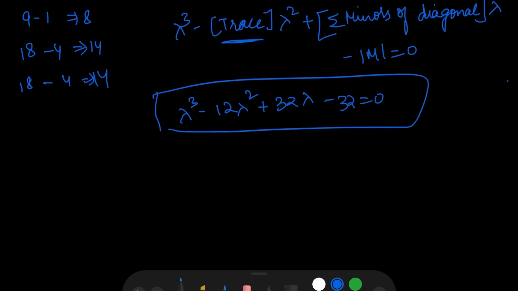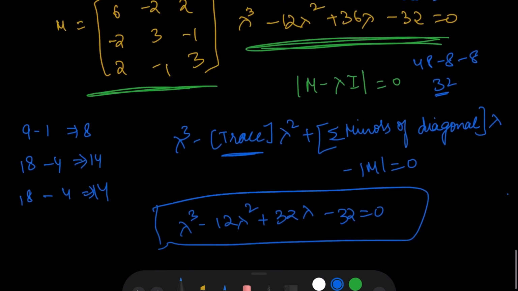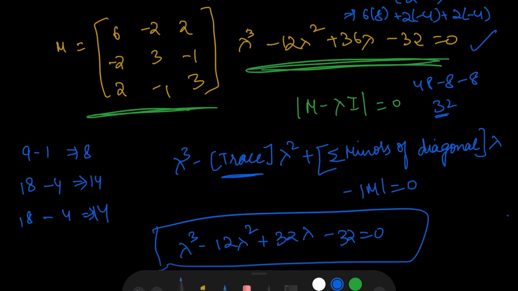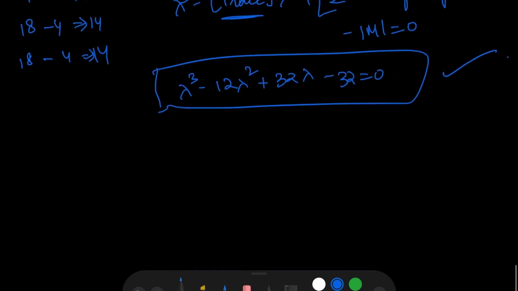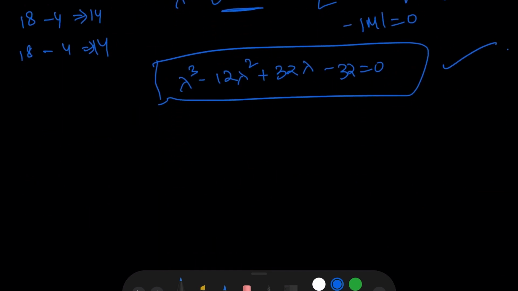So we found the characteristic equation using the shortcut method. If you consider these two characteristic equations, this one is found using the general method, and this one is found using the shortcut method. So this is it for this video. I hope you understood how to find the characteristic equations using the shortcut method.